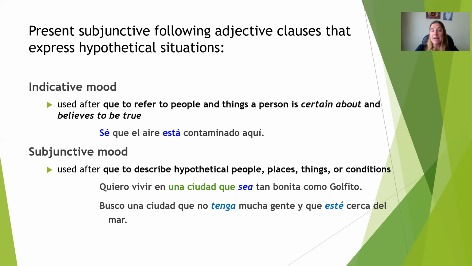Sé que el aire está contaminado aquí. I know that the air is contaminated here. You know, even if I live in Siberia, where the air is most certainly not contaminated, I feel like it is. I do not need the subjunctive.